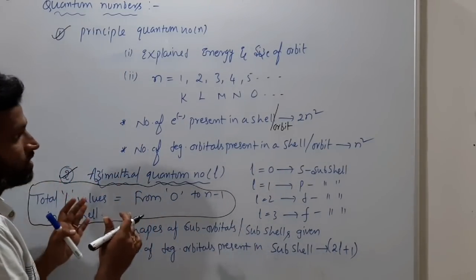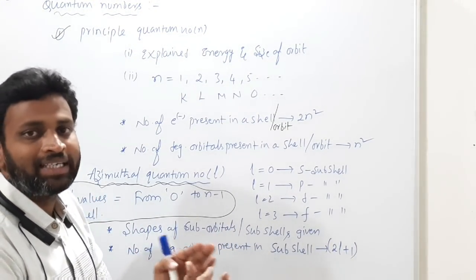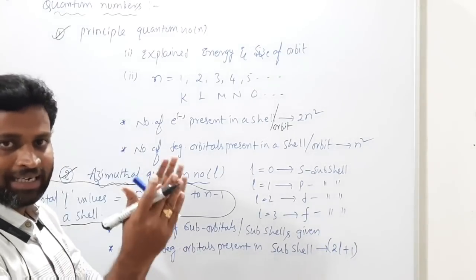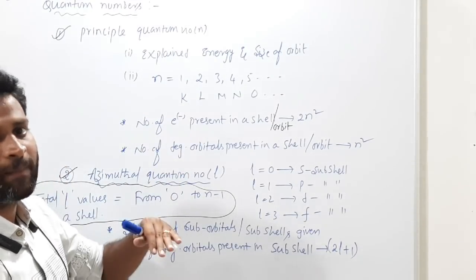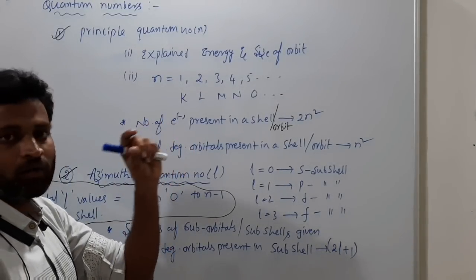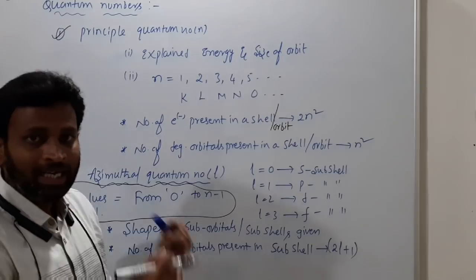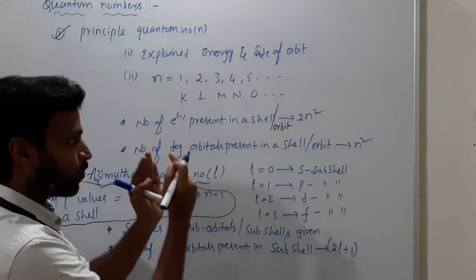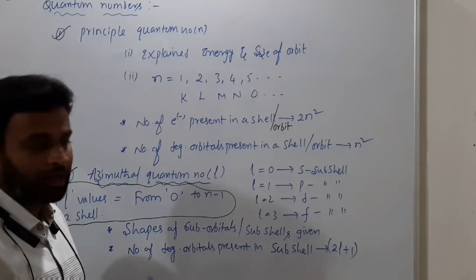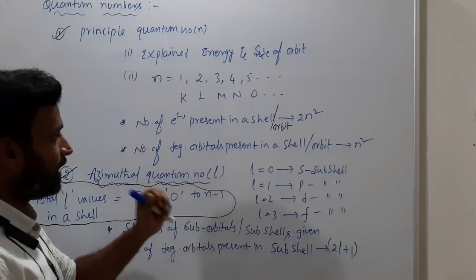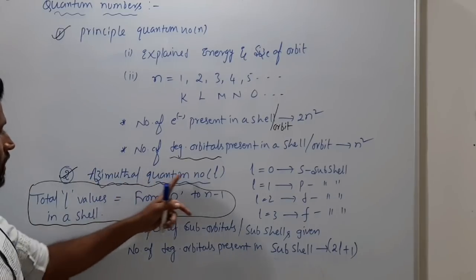I explained the difference between shell and subshell; subshells consist of degenerate orbitals. Think of a building and its floors: the building is a shell, and the floor is the subshell, s, p, d, f. Within subshells, there are again small rooms, which is where an electron is exactly present. So that is about the subshell and degenerate orbitals.